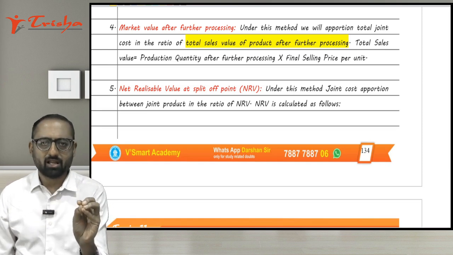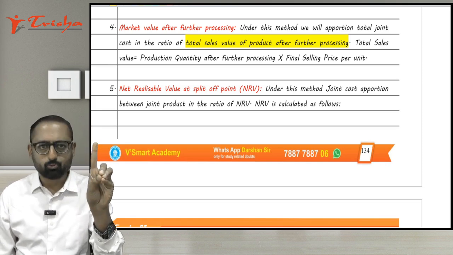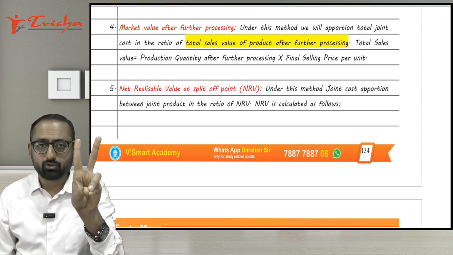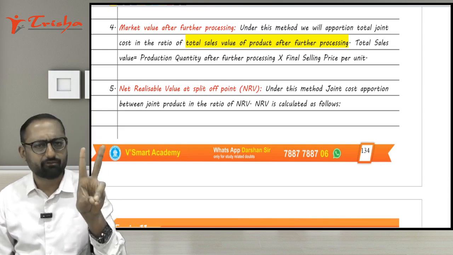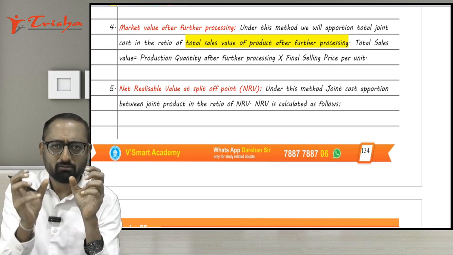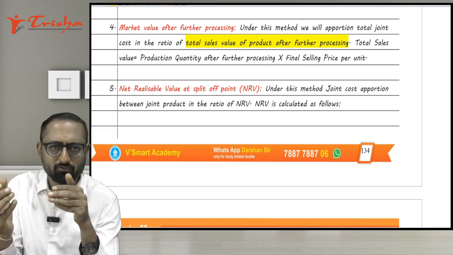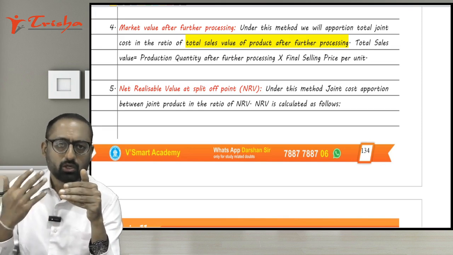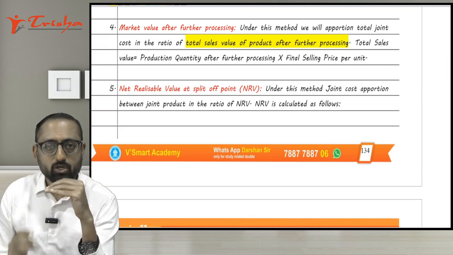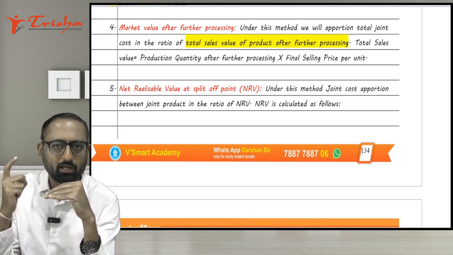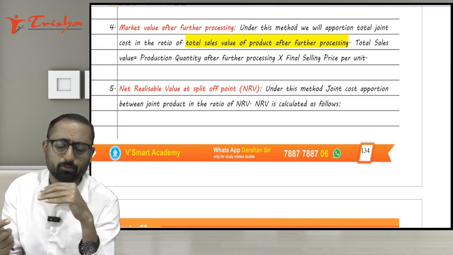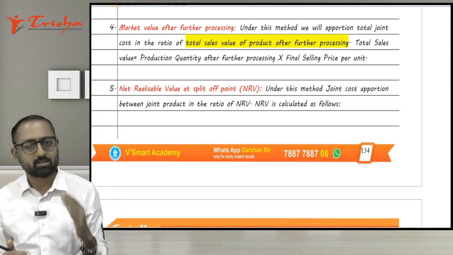So the first 4 methods are very simple. The first method was the physical output method. On the basis of physical output units at the split off, you allocate the joint cost. The second method is the average unit cost method. Under it, you calculate average unit cost with the formula total joint cost divided by total physical output. So the per unit cost multiplied with the physical output gives you the joint cost allocated to various products. The third method was sales value at split off. On the basis of total sales value at the split off, you allocate the joint cost. Next, the final sales value method. On the basis of total final sales value of the product, you allocate the joint cost. These are the 4 methods.